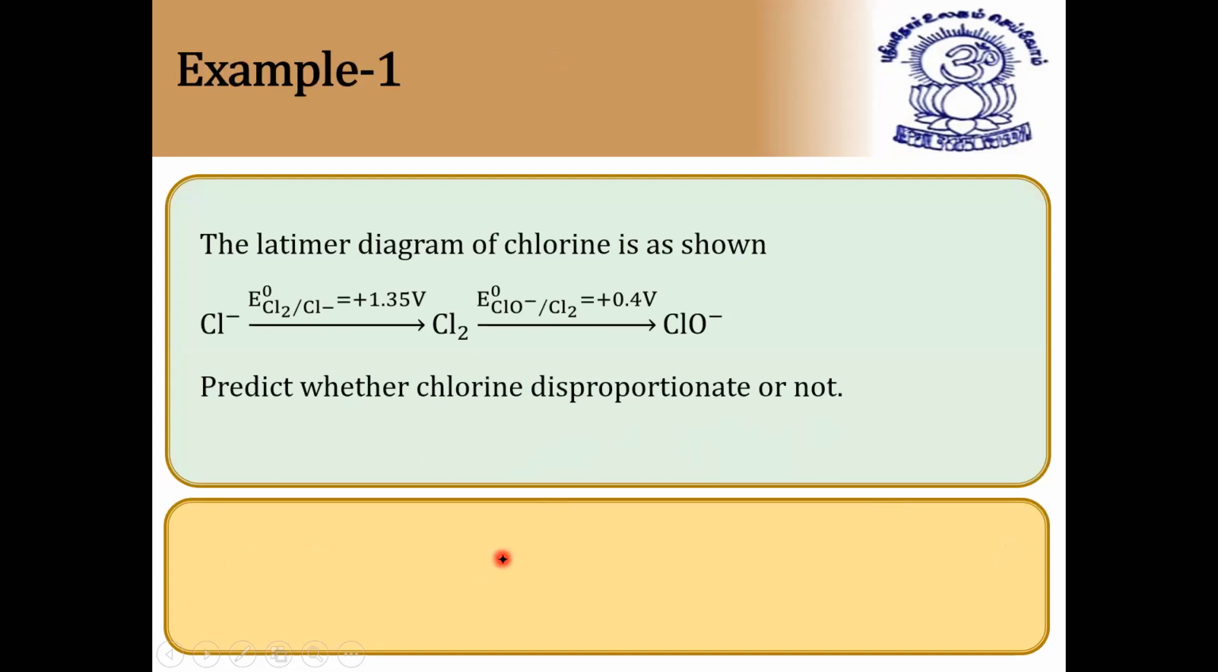Example now. The Latimer diagram of chlorine is as shown. That is Cl2 changes to Cl minus, which is 1.35 volts, and ClO minus changes to Cl2, which is plus 0.4 volts. Predict whether chlorine disproportionates or not.